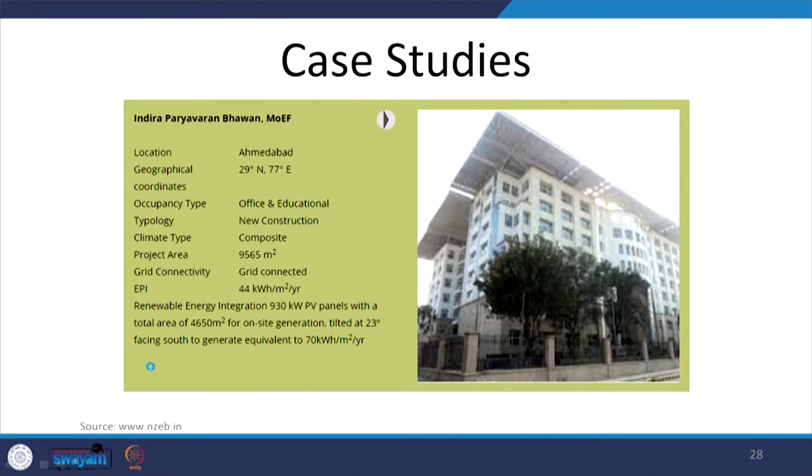So, Indira Paryavaran Bhavan, which is in Delhi, is an office building and it has a project area of around 10,000 square meter. Here also the EPI has been substantially reduced, and the entire roof of this building is covered with huge rooftop PV, and it generates an equivalent amount of energy to what it consumes.